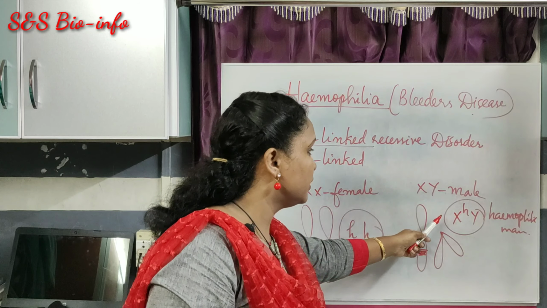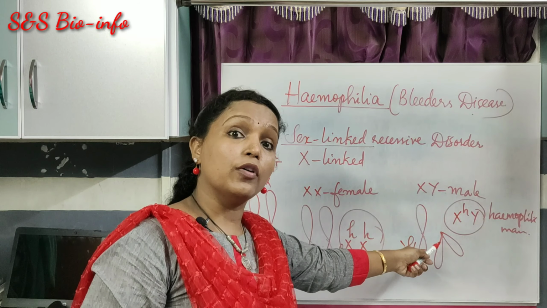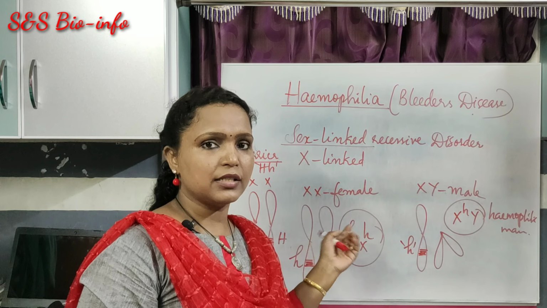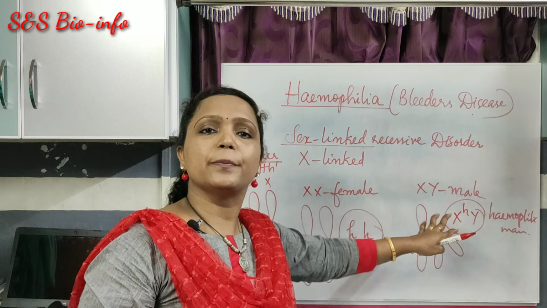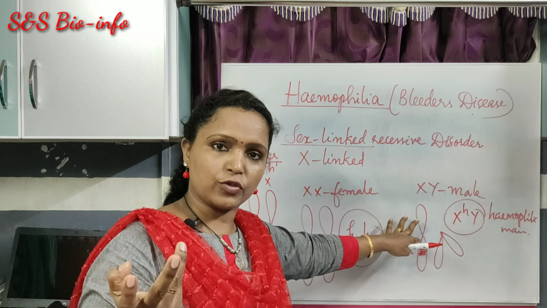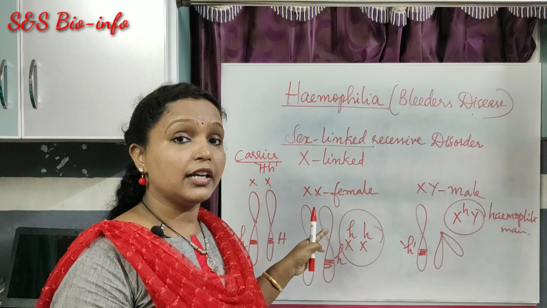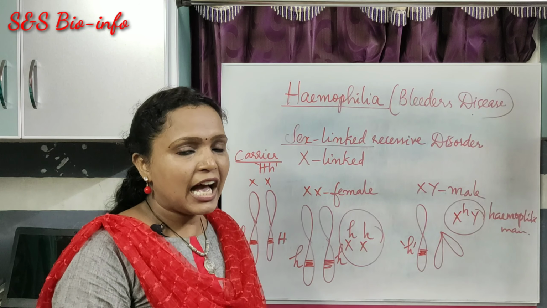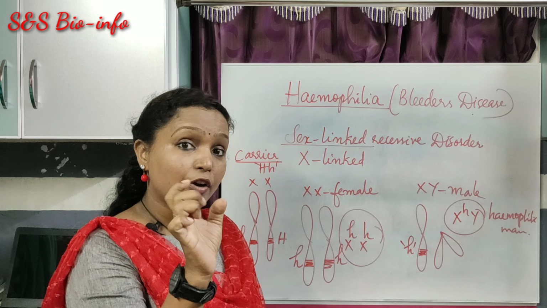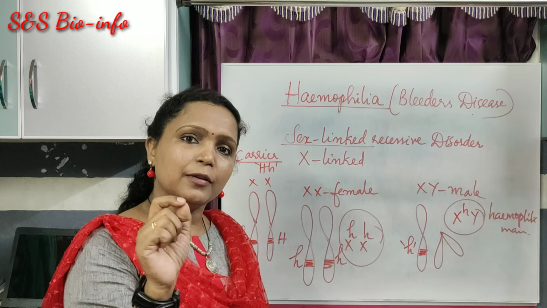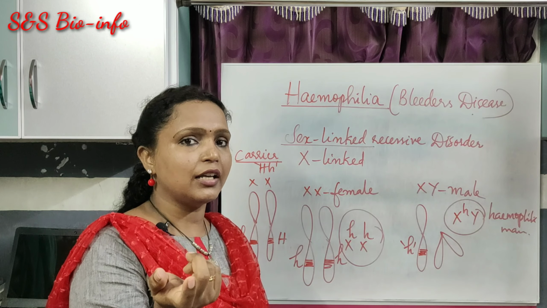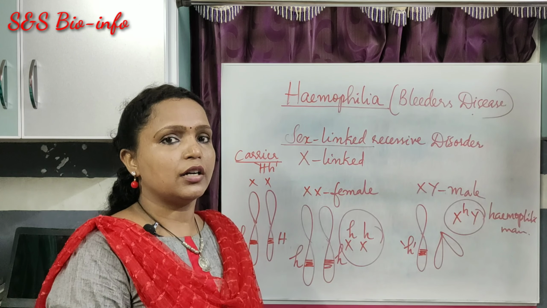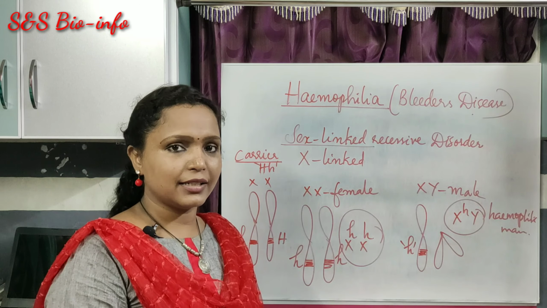Got it? That's why I told you that males are more hemophilic than females in the human population, due to the presence of a single X chromosome. Why are females rarely hemophilic? They act as carriers due to the presence of a pair of X chromosomes. Means in the presence of a single recessive allele, the disease will not be expressed in the female. Females act as the carriers.